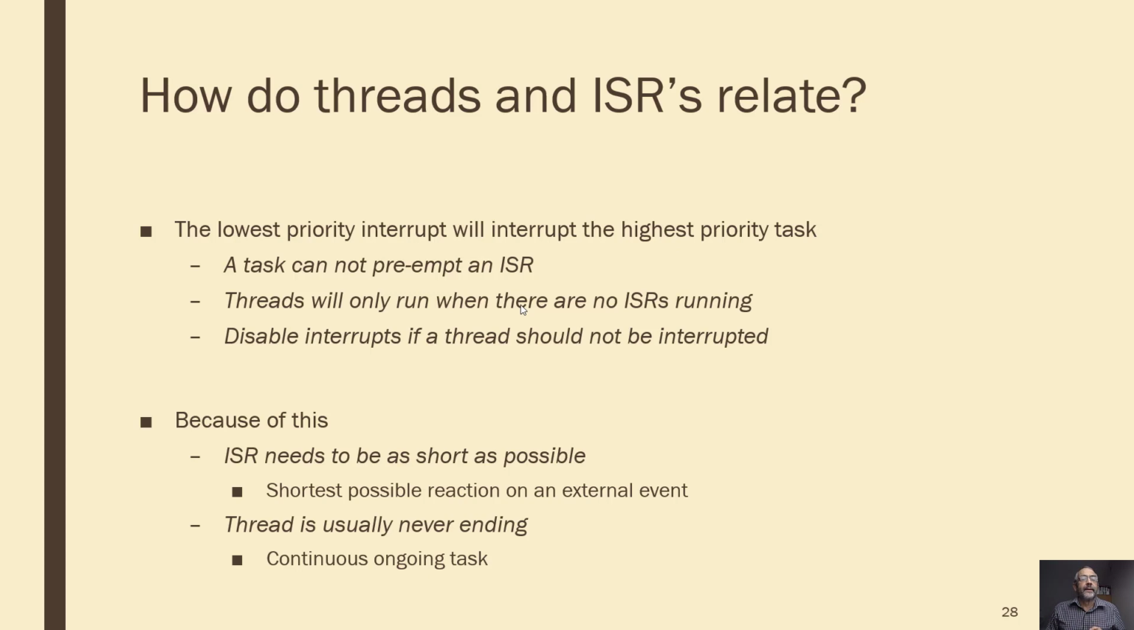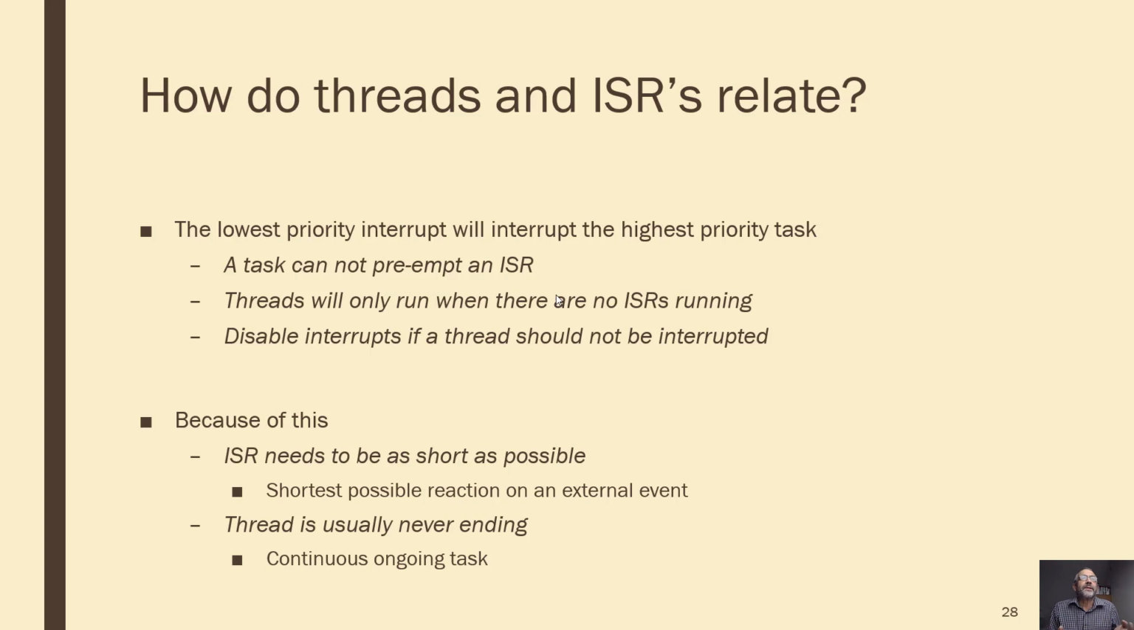If you want your thread to run really without any interrupt, then you should disable interrupts. Otherwise, whenever there is an interrupt, it will stop the thread, it will preempt the thread, and then first execute before the thread can continue. So because of this, if you don't disable the interrupts, then you should always keep an interrupt service routine as short as possible. Shortest possible reaction on an external event.